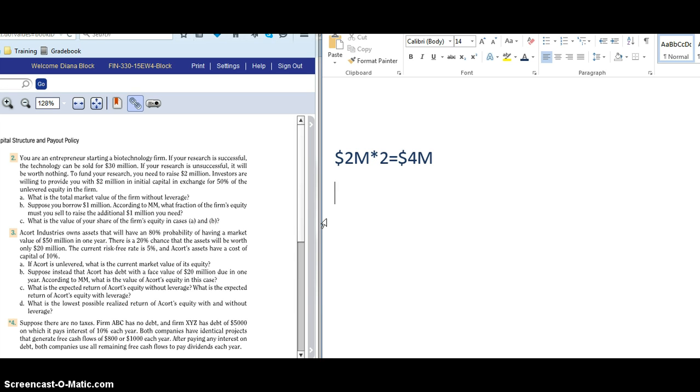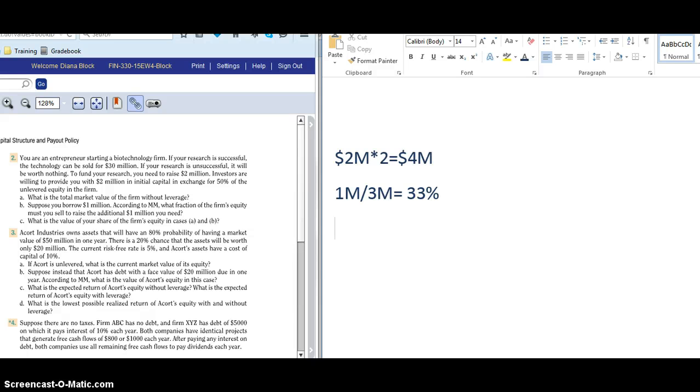So if we know that the equity is valued at $3 million and we need to raise $1 million, 1 million divided by 3 million, 33% of the equity is how much we need to sell in order to raise $1 million. So you see how we did that. In part B, we're assuming we're borrowing $1 million. The value of the firm is still $4 million. So if we have $1 million in debt, then the other $3 million is equity. We need to raise $1 million, so we need to sell 33% of the equity.